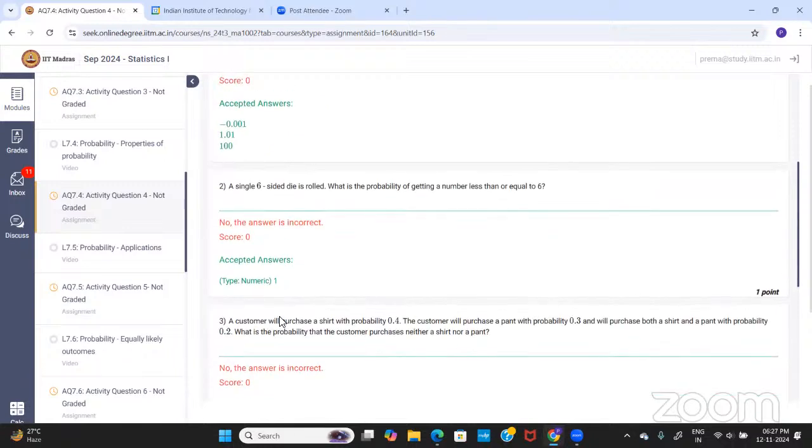Next is a customer will purchase a shirt with probability 0.4. The customer will purchase a pant with probability 0.3 and will purchase both a shirt and a pant with probability 0.2. So what is the probability that the customer purchases neither a shirt nor a pant? 0.5.